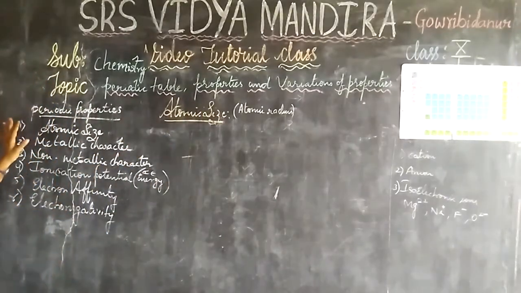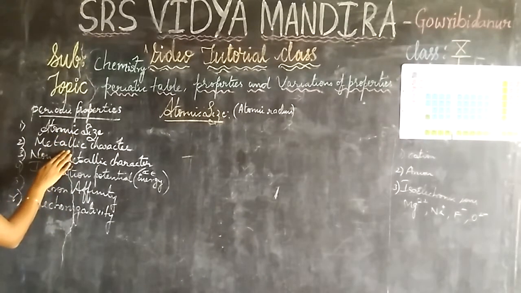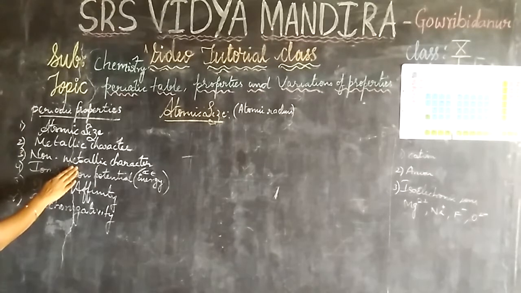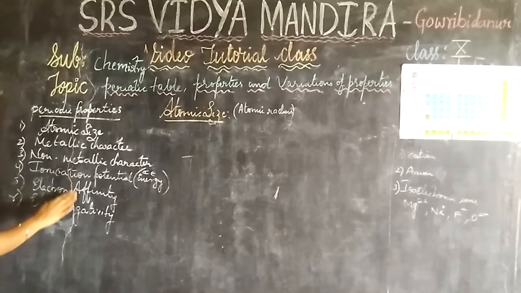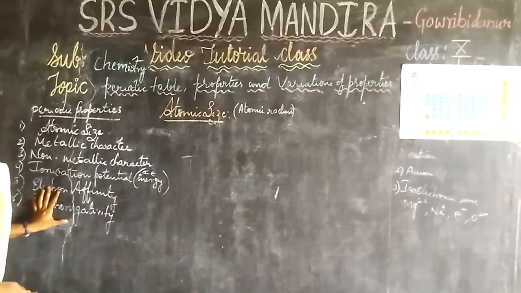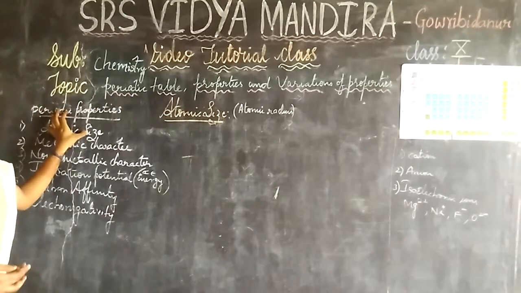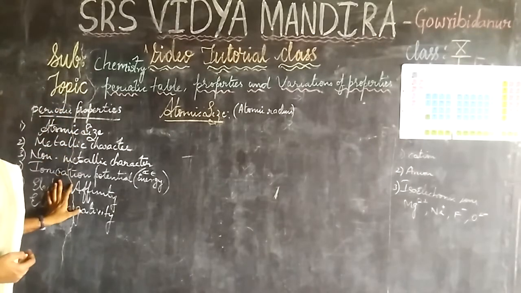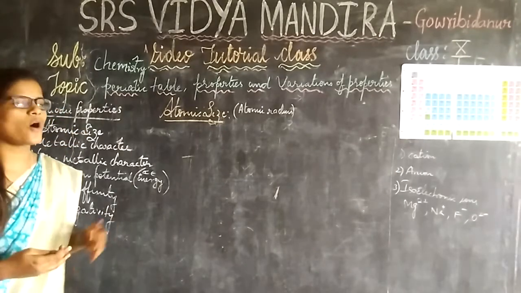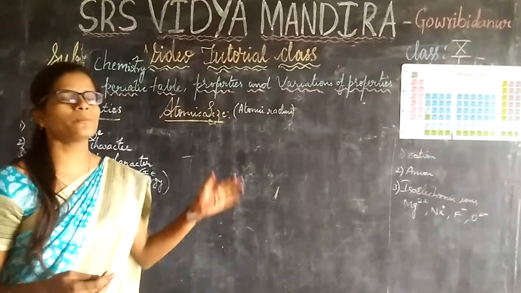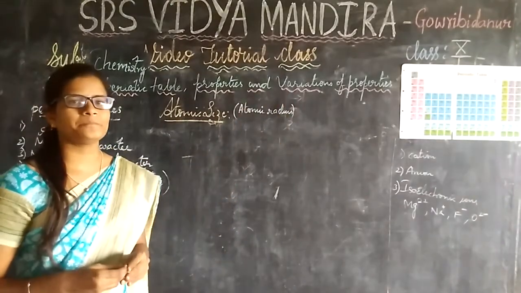There are usually 6 properties in the periodic table: atomic size, metallic character, non-metallic character, ionization potential, electron affinity and electronegativity. These are the 6 properties of the periodic table. Now let me study the properties of the periodic table one by one, and we can see how the trend changes down the group as well as across the period.